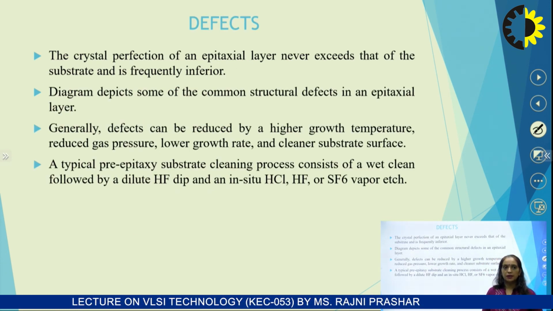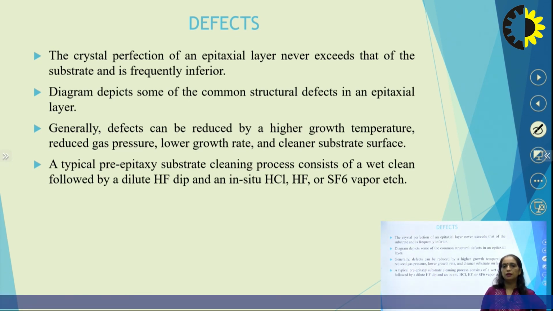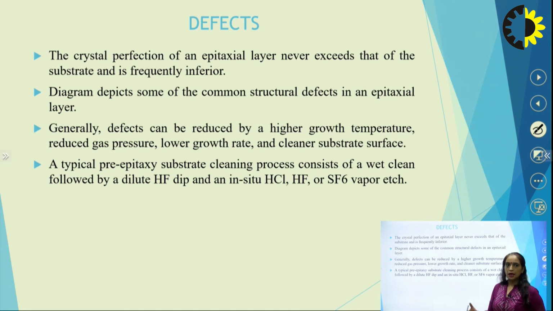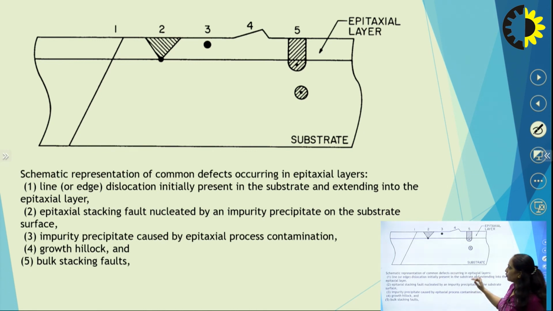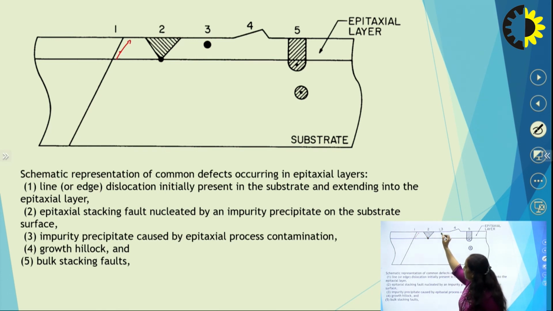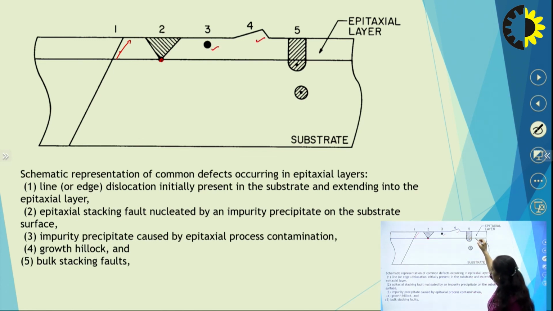Next is what defects are present in the epitaxial layer. There will be some defects present in the end product. The crystal perfection of the epitaxial layer can never exceed that of the substrate, and frequently can be measured. This diagram shows that we can have five types of defects. First, if a line dislocation is present in the substrate, it will extend to the epitaxial layer. Second is the stacking fault: if a stacking fault is there at the boundary, it will lead to an epitaxial defect. Then there will be impurity precipitation, some misalignment, and a bulk stacking fault. This is the bulk stacking fault.